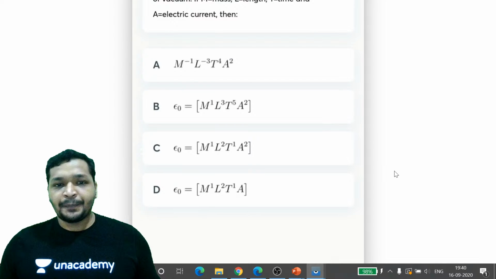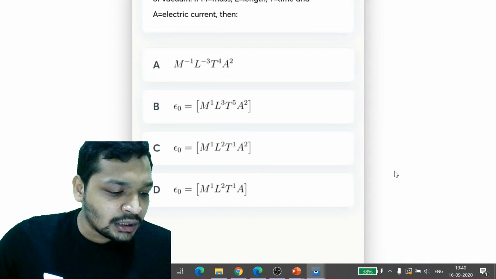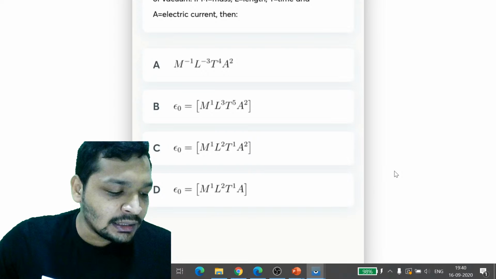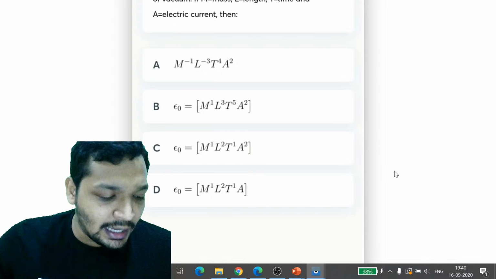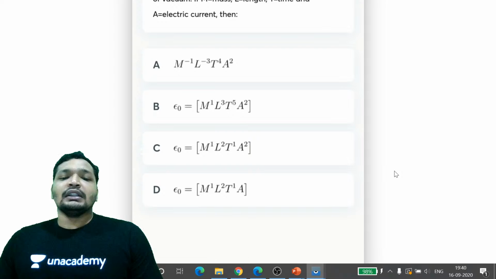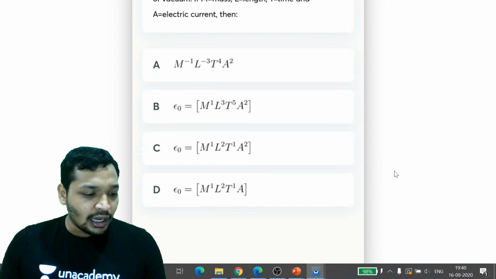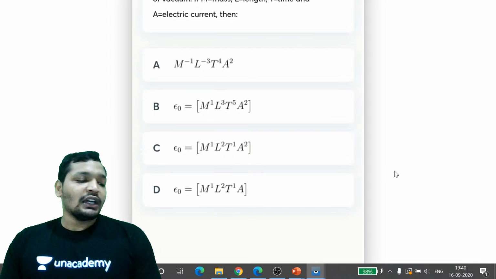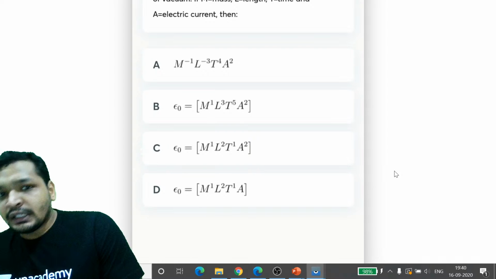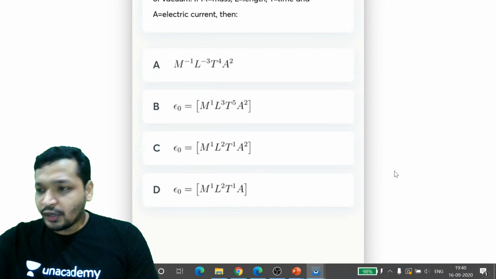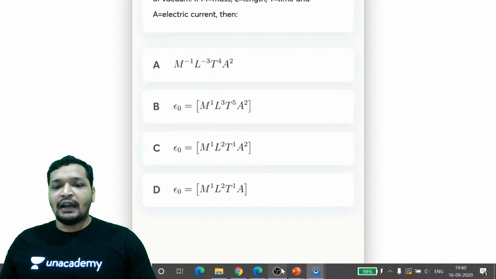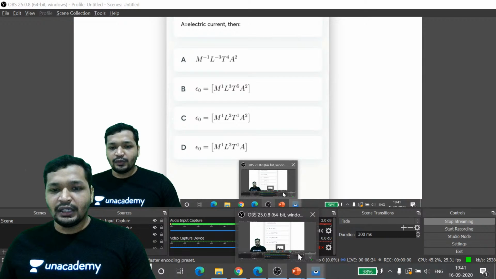this thing. Let epsilon naught denote the dimensional formula of permittivity. M is equal to mass, L is equal to length, and A is equal to electric current. Instead of I, they have used A. So notice it carefully, students. They are asking you about the dimensional formula of free space permittivity, guys, or permittivity. We'll discuss the solution at the end. You don't have to worry about it. So yes, we'll have that session as well.